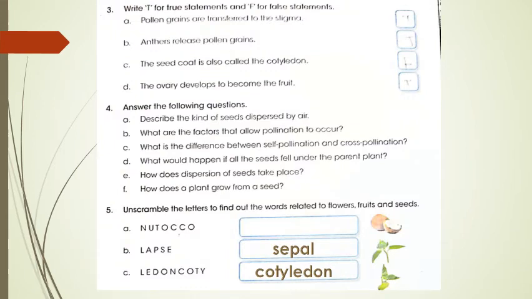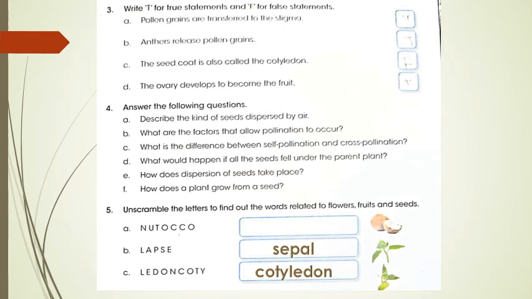Now my dear students, here are true false questions for you. Pollen grains are transferred to the stigma. True. Anther releases pollen grains. Yes, this statement is also true. The seed coat is also called cotyledon. False. The ovary develops to become the fruit. True.